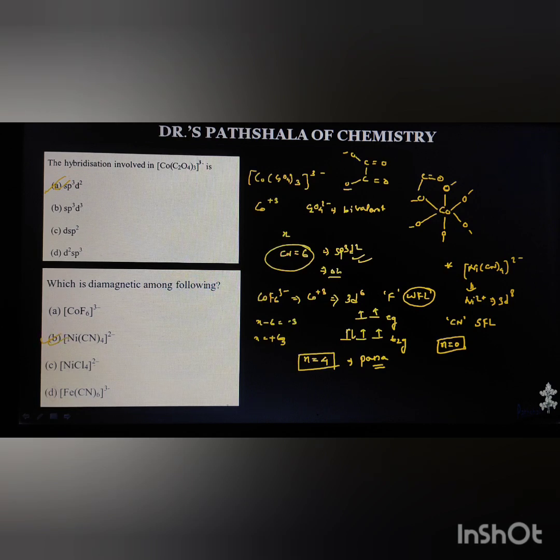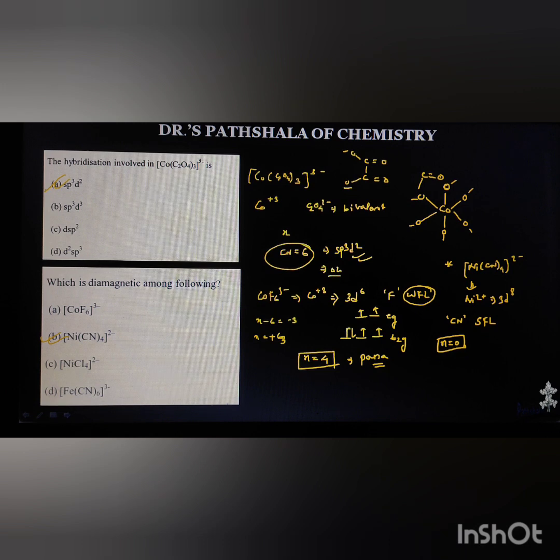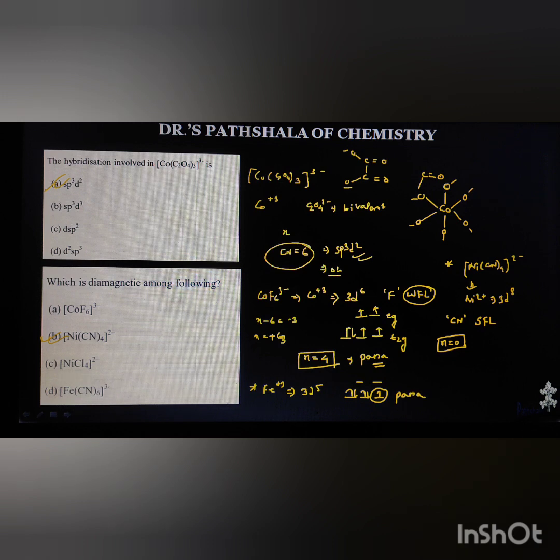In case of [NiCl4] 2 minus, nickel is also in the +2 oxidation state, but Cl is a weak field ligand, so pairing of electrons does not take place. In [Fe(CN)6] 3 minus, Fe is in the +3 oxidation state, so it is 3d5. Here pairing of electrons takes place, but due to the 5 electrons, one unpaired electron is present. That's why it is paramagnetic and not diamagnetic. So the correct answer will be [Ni(CN)4] 2 minus.